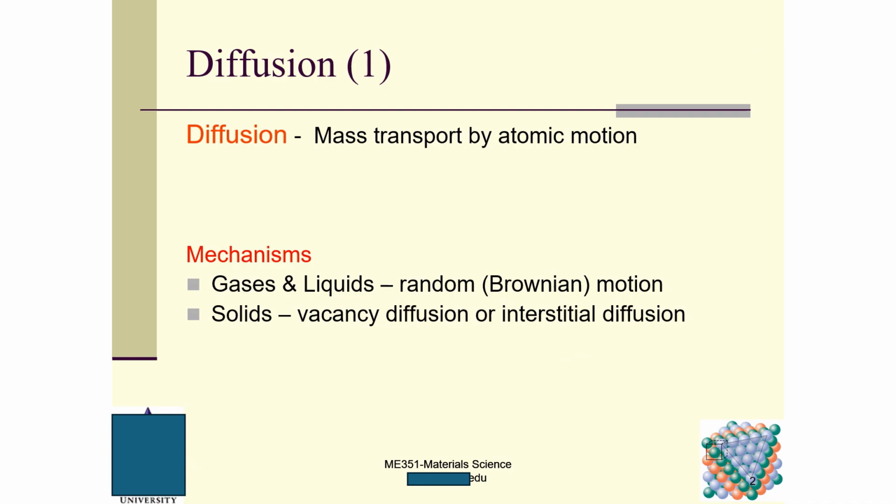Diffusion here is defined as mass transport by atomic motion. Mechanisms of diffusion include, for gases and liquids, random motion, which is called Brownian motion. For solids, it is vacancy diffusion or interstitial diffusion.